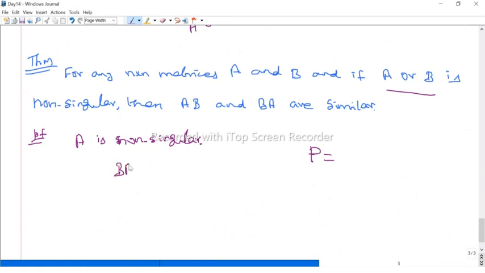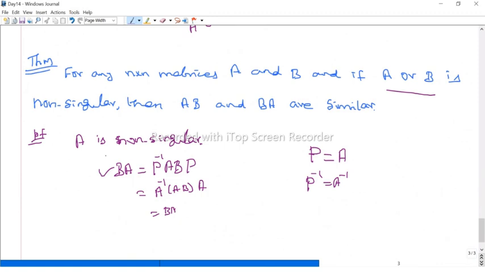We can adjust. BA equals P inverse times AB into P. So choose P equal to A. Therefore, P inverse is nothing but A inverse. Now apply this side: P inverse is nothing but A inverse AB into A. Now A inverse A cancel, we get BA, that side, that is, the left hand side.